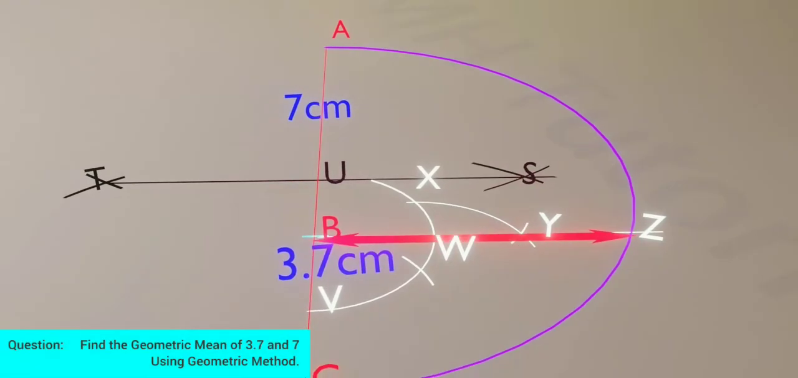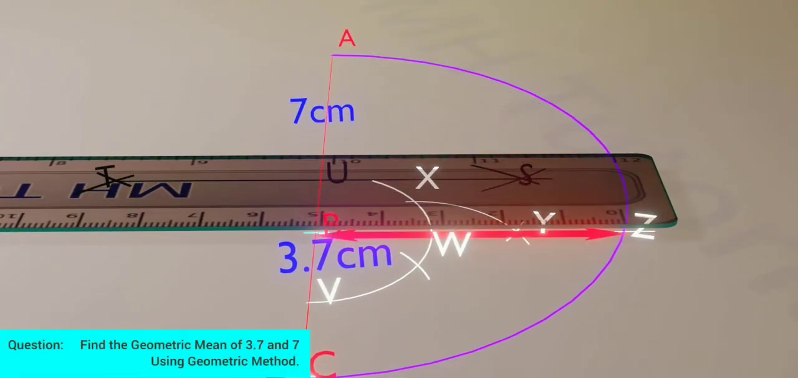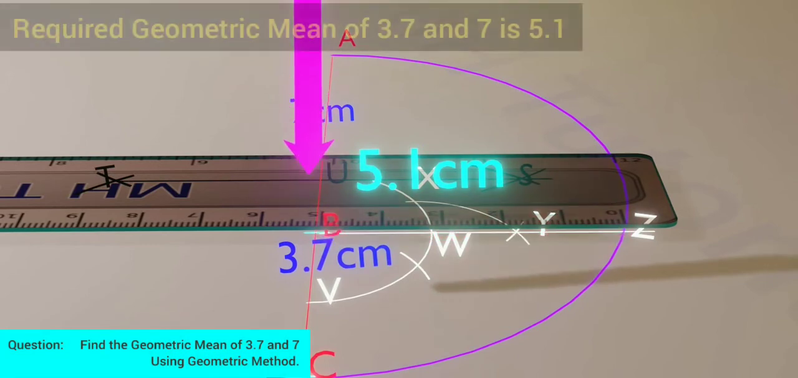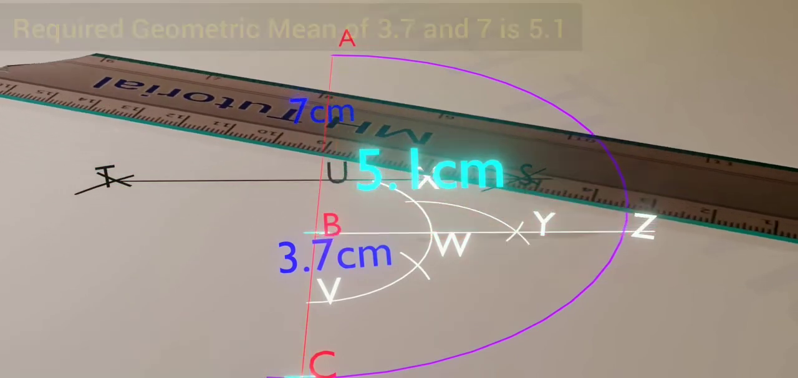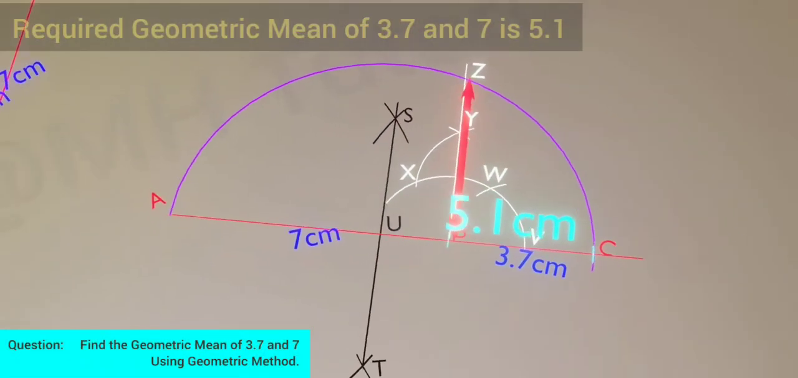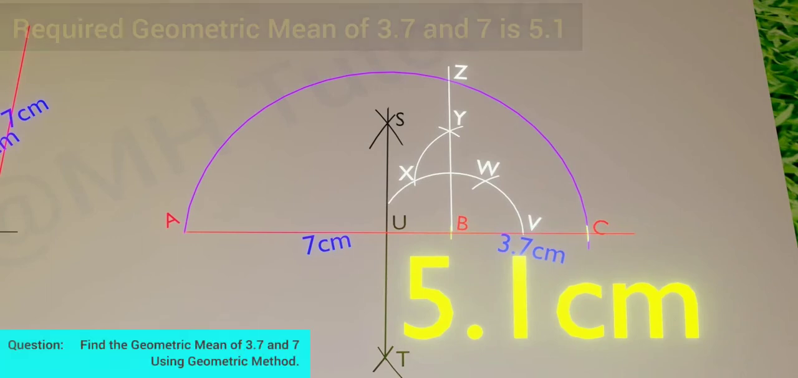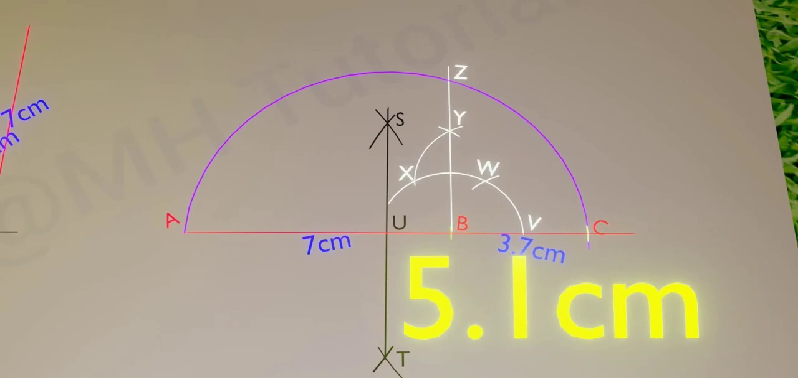In this way, we have successfully found out the geometric mean of 7 centimeters and 3.7 centimeters, which is equal to the length of BZ. The size of BZ must be determined by using a ruler scale. Here, we get its value to be 5.1 centimeters. Thus, the required geometric mean is 5.1. You may find it slightly shorter or larger, but it should not be smaller than 5.0 or larger than 5.2.